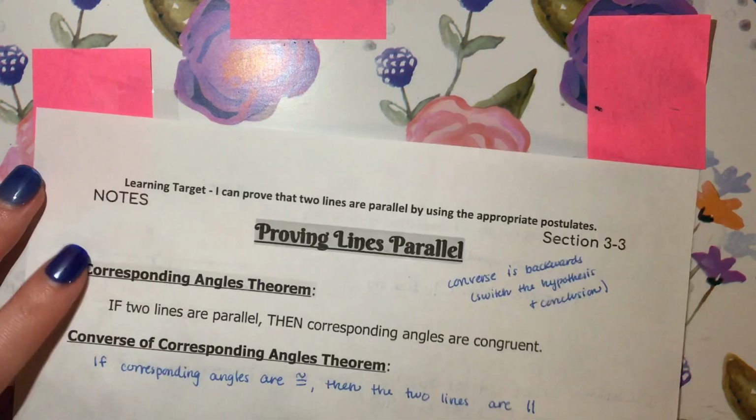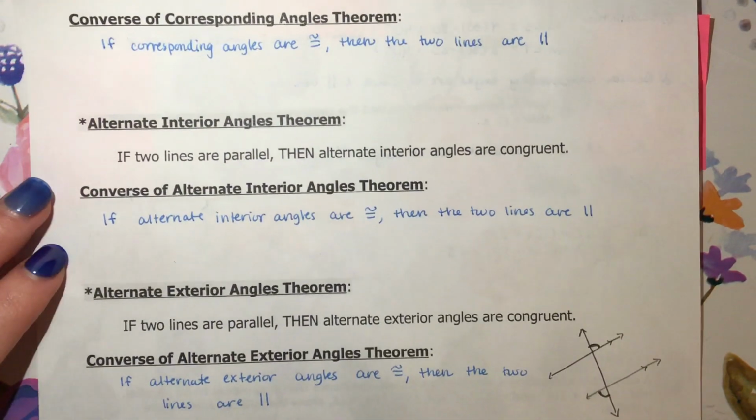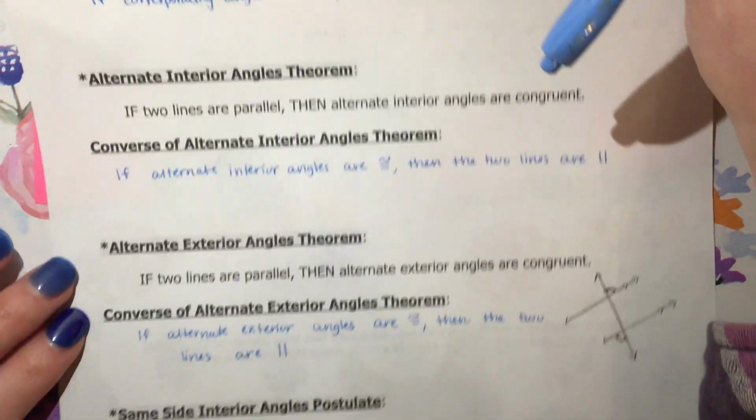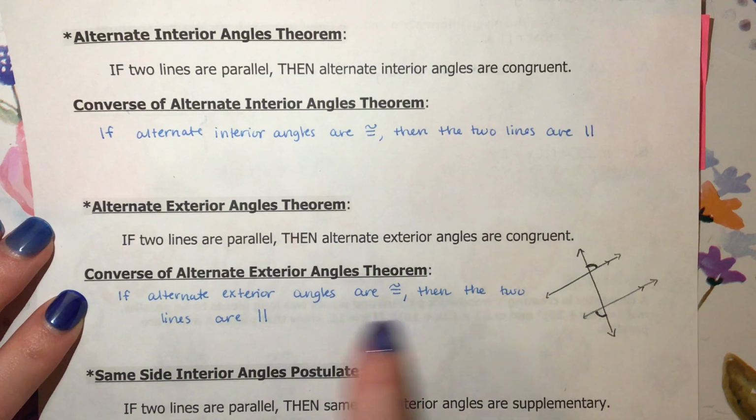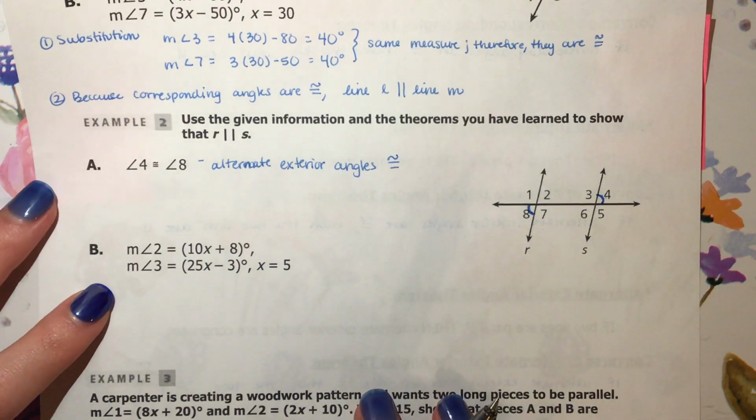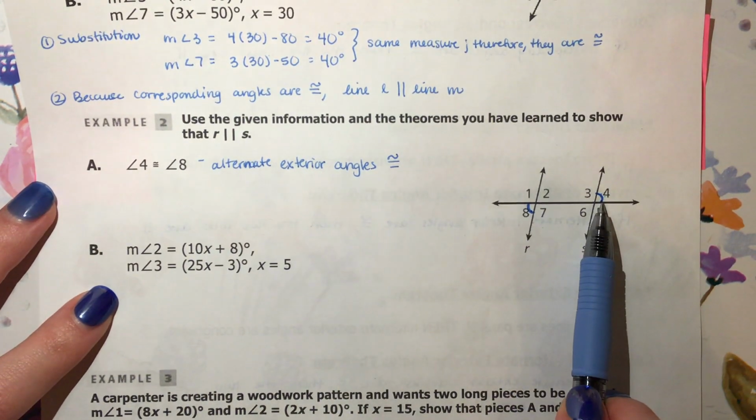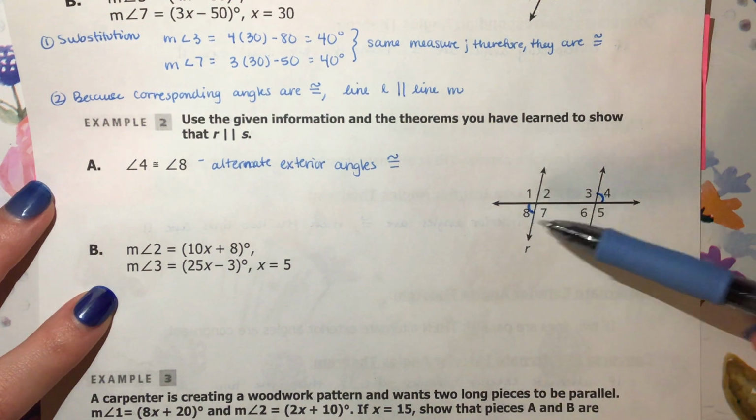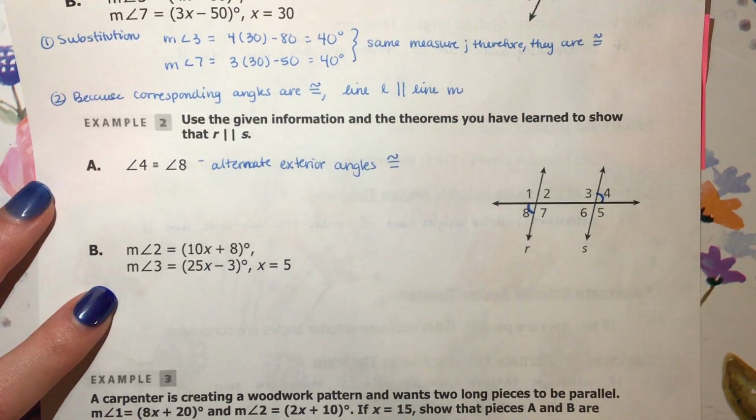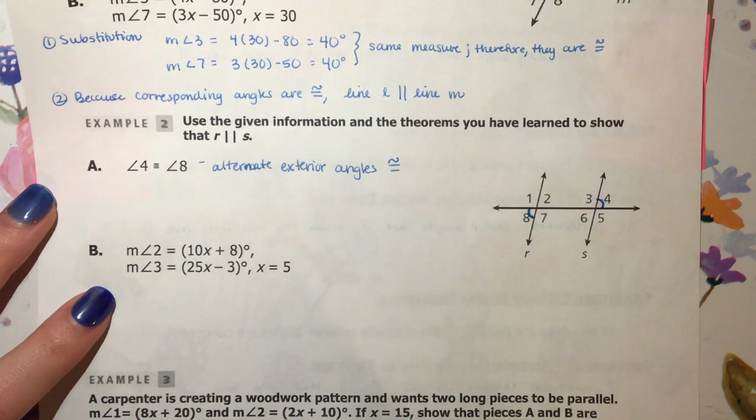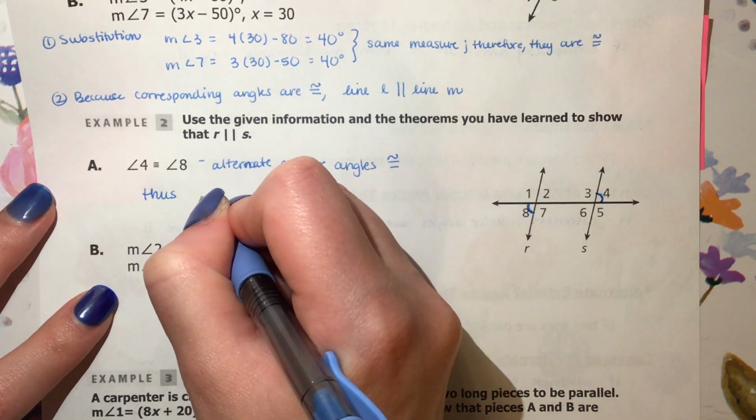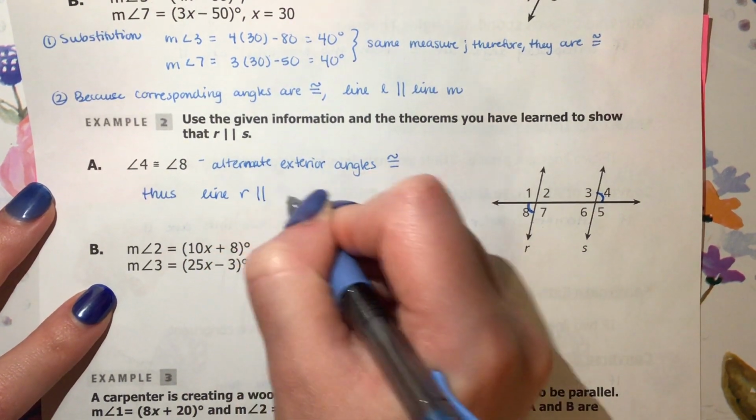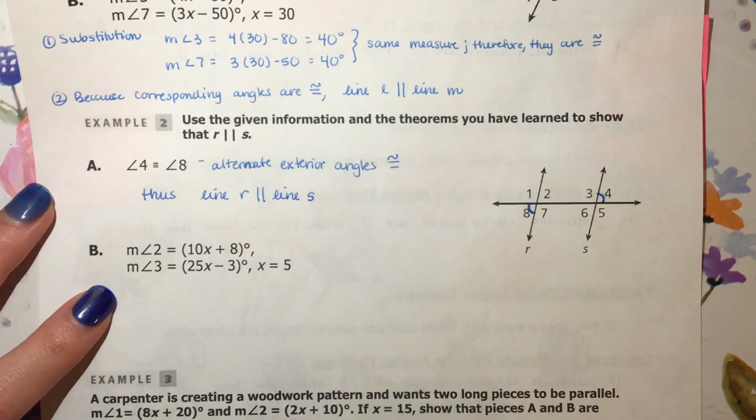Now, based off of this front page in our converse of the alternate exterior angles theorem, right here, it says if alternate exterior angles are congruent, then the two lines are parallel. So that means in example 2, part A, because 8 and 4 are alternate exterior angles, they're on opposite sides of the transversal and on the outsides, and they're the same measure or congruent to each other, the lines must be parallel. So thus, line R is parallel to line S.